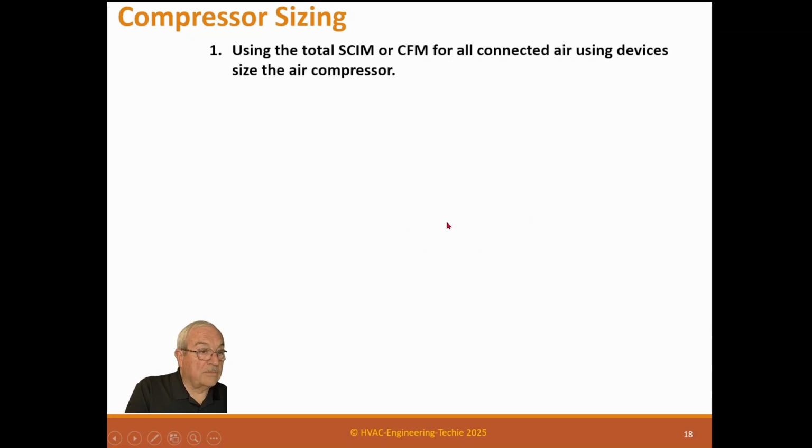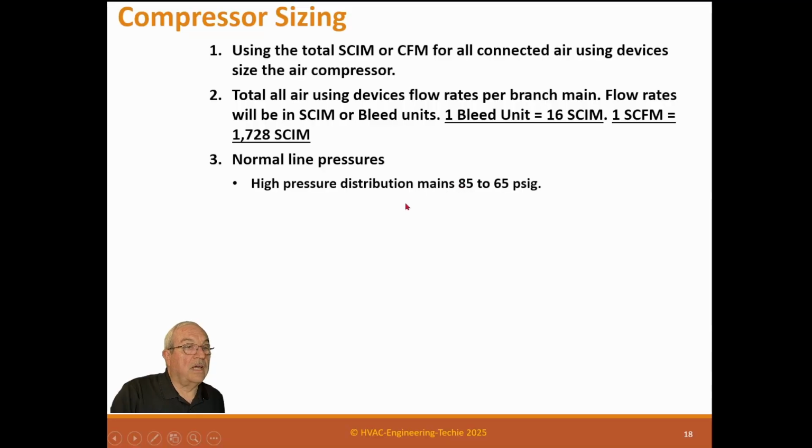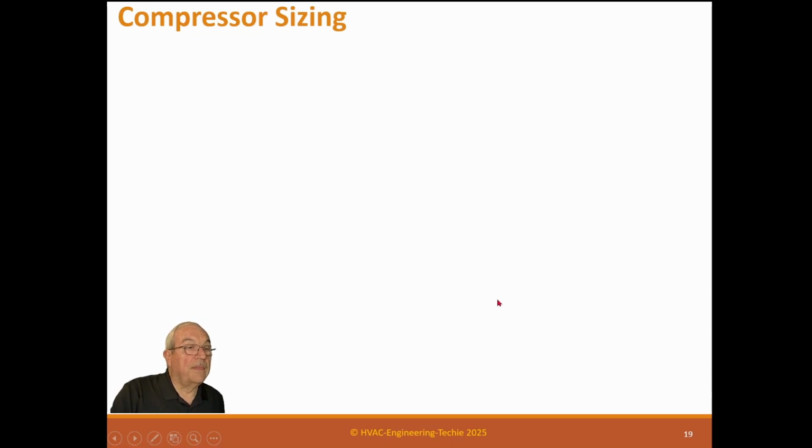Now, compressor sizing is more complicated, but here's how we do it. Using the total skims or CFM for all connected air-using devices, size the air compressor. Total all air-using devices, flow rates per branch main. Flow rates will be in skims or bleed units. One skim equals 1 CFM. Normal line pressures: high pressure distribution mains 85 to 65 psi. Branch mains 30 psi. Device controls 20 psi. Using flow tables or size charts, size each main for length for a maximum system pressure drop of 1.2, use 1 psi, just like we did before.